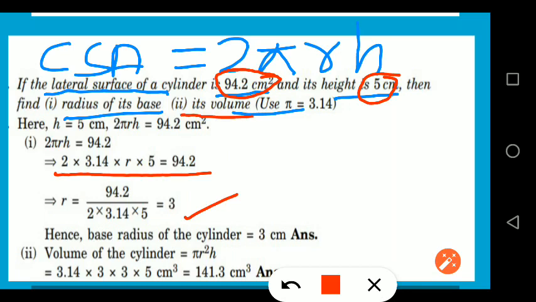In the second part, we have to find its volume. So the volume formula is pi r square h. Again we will substitute the values: 3.14 into 3 into 3 into 5, because the radius we got here is 3. So we substitute and we get 141.3 centimeter cube as its volume. So simple it is. Let's see what is next.